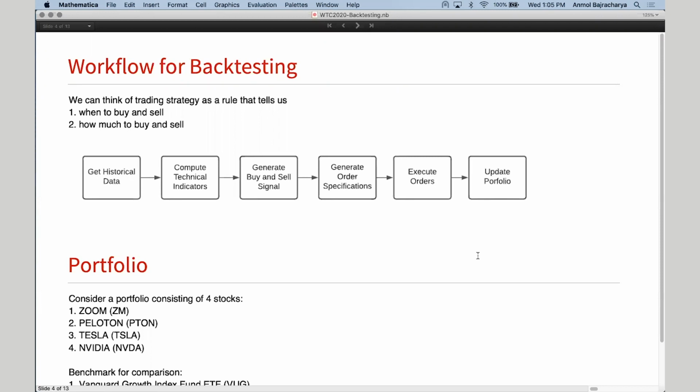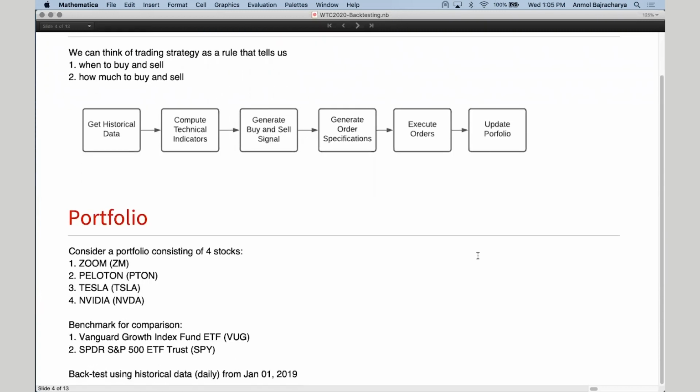That's how the whole process of backtesting works, and that's what I'm going to demonstrate in this talk. I'm going to be using 4 stocks in my portfolio. That is going to be Zoom, Peloton, Tesla, and Nvidia. For benchmark, I will use Vanguard Growth Index ETF and S&P 500 ETF. And the backtesting is going to start from January 1st, 2019.